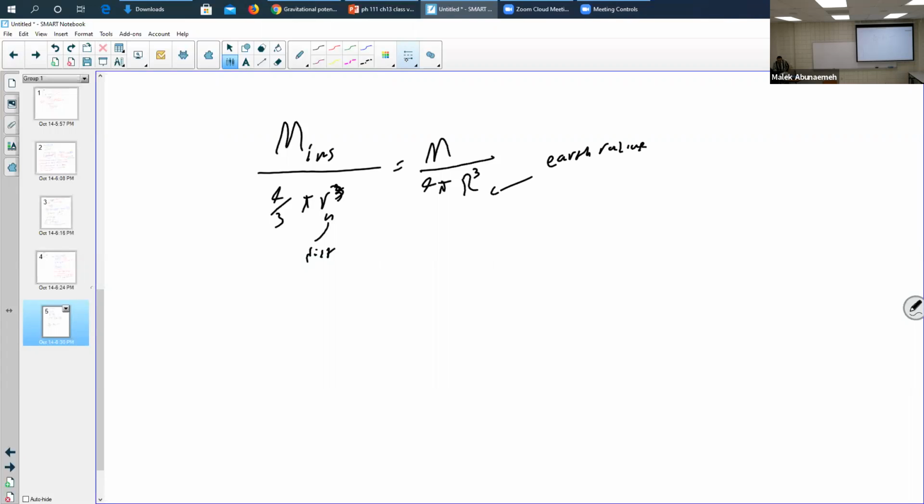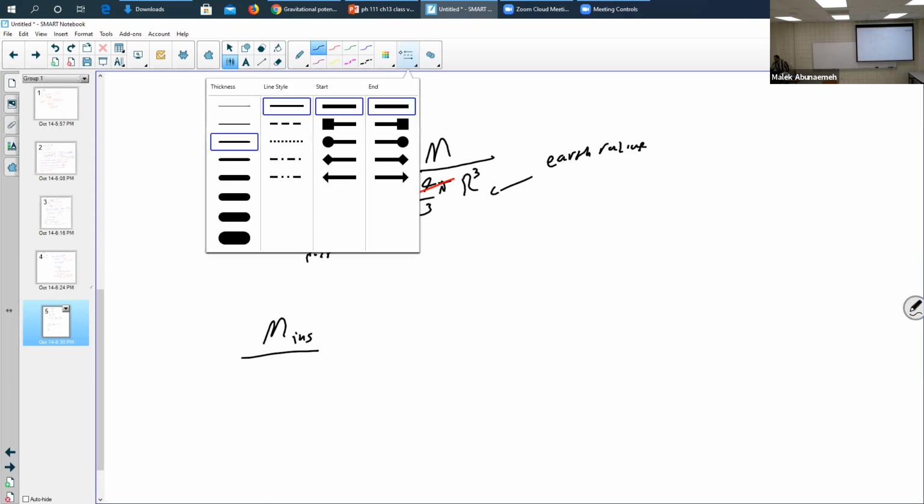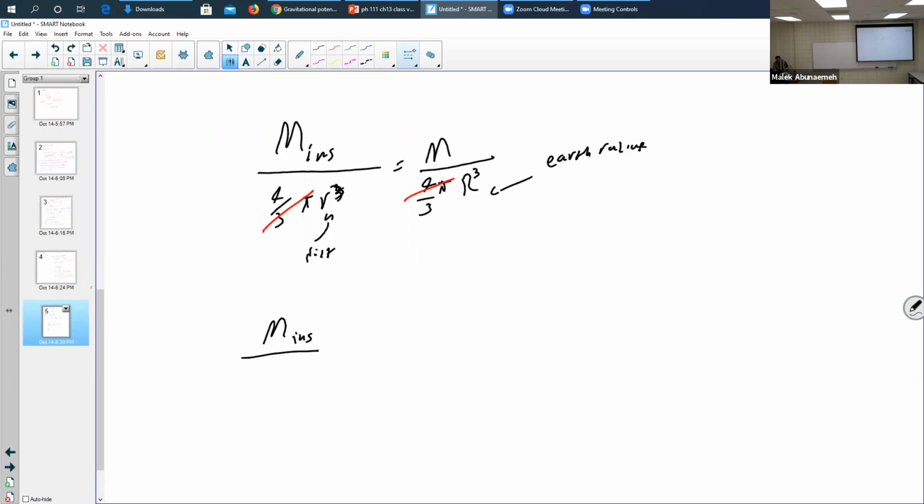Now, that means the mass inside of the Earth is going to be, and again, I forgot the 3, 4 over 3. The 4/3 pi cancel out. So what you have is the mass of the Earth divided by R cubed, which is going to equal the mass inside divided by r cubed. Which means that the mass inside of the Earth is r cubed times big M divided by R cubed.